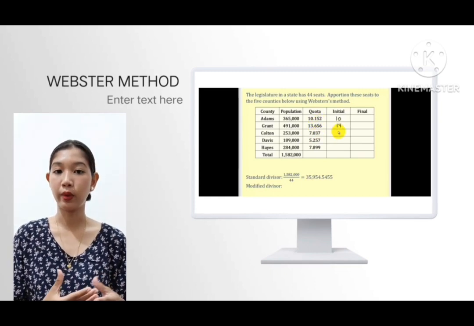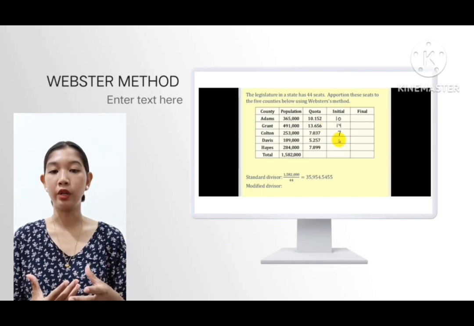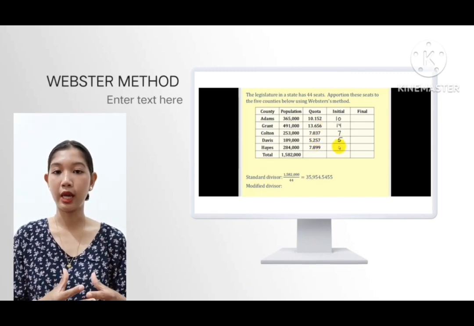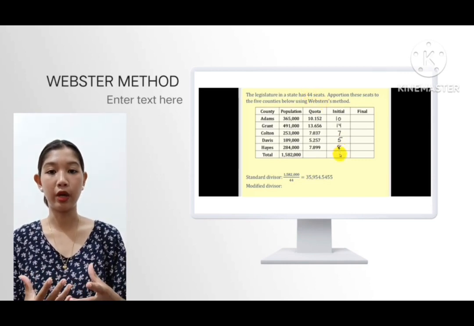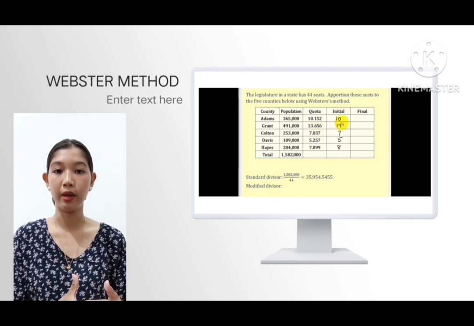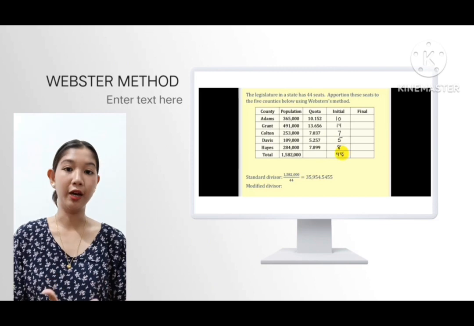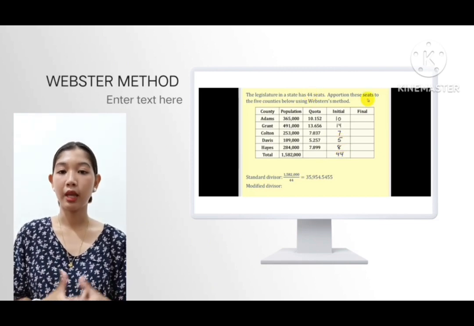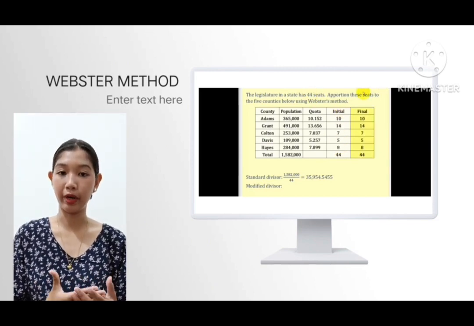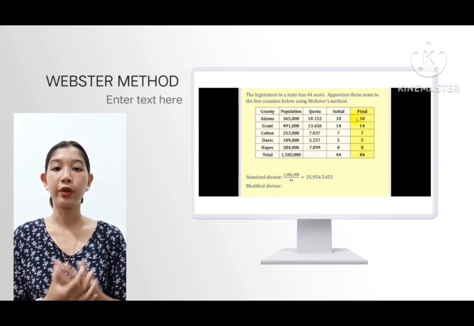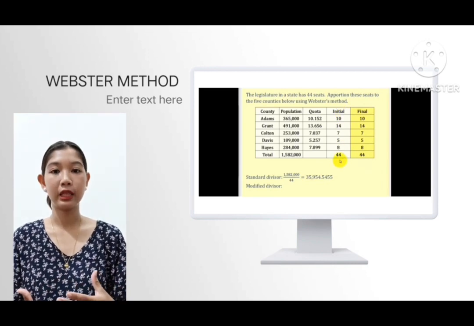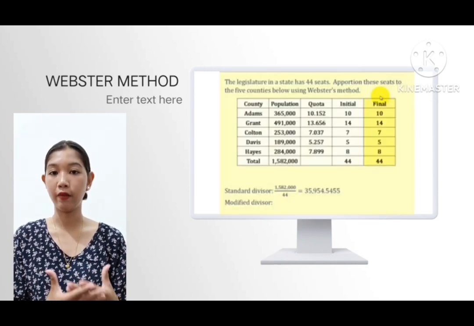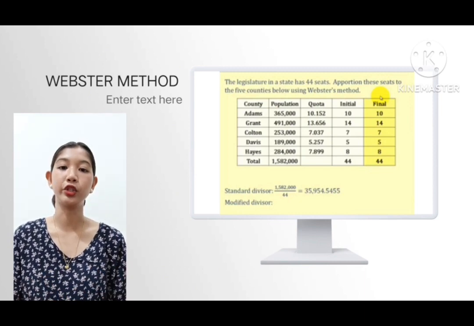So the next one is the second quota. We would round up to 14 because of the 6. Here we would round down to 7, and also here we round down to 5, and here we round up to 8. And now we find the sum and compare it to 44. If it is 44, we're done. And if it is not, then we have to adjust our divisor.